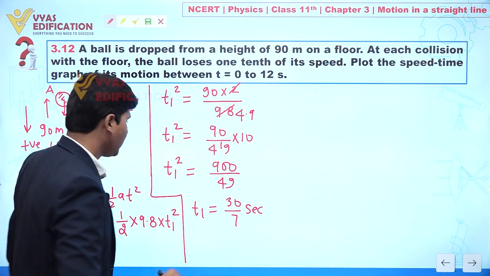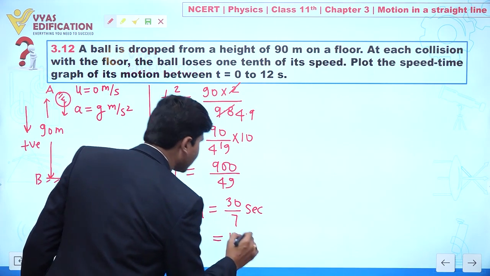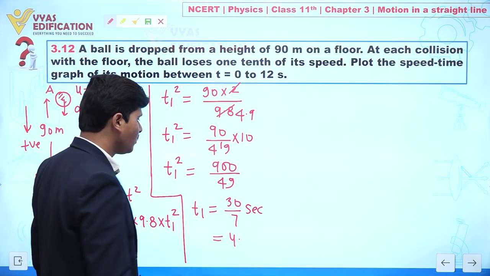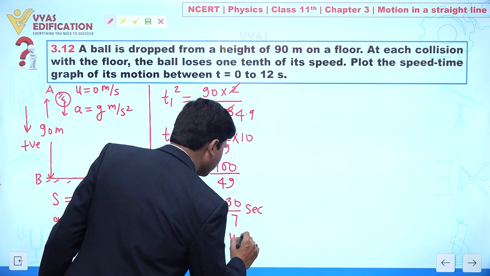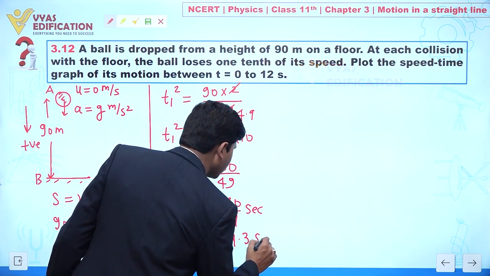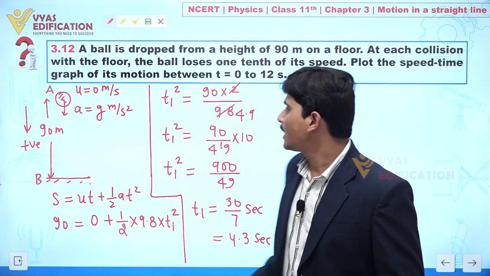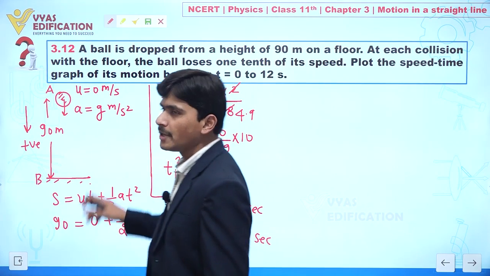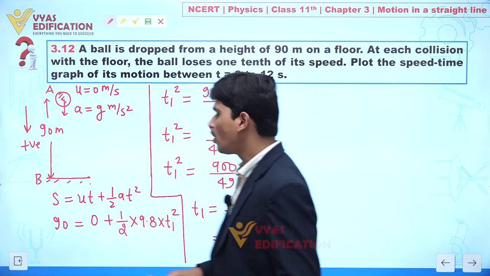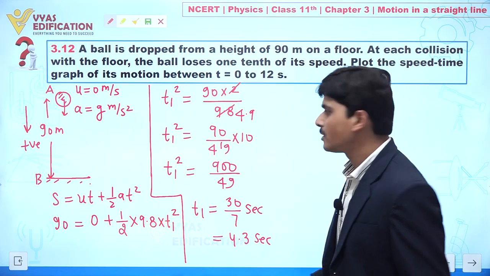Clear to you? And if we divide, 7 4s are 28, we have 2, so approximately this is 4.3 second. Yes or no? It means the total time taken by the body from A to B is 4.3 second, or we can say 30 by 7 second. Clear?